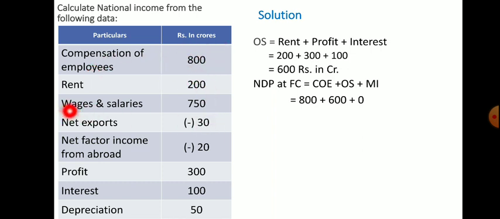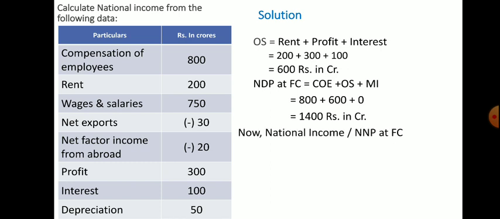Now you can say, ma'am, wages and salaries are also given, so why not add this? Because wages and salaries are a part of compensation of employees, so it is already included here. This has been given to confuse you. If the COE is already given, there is no need to add wages and salaries separately. Clear? So putting all these values, we get NDP at FC equal to 1400 crores.